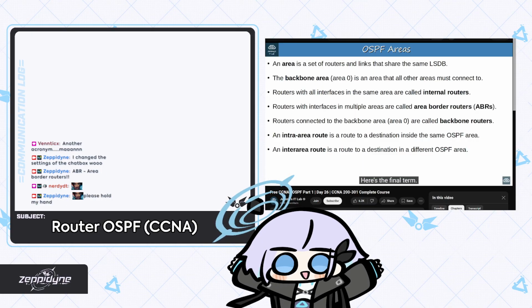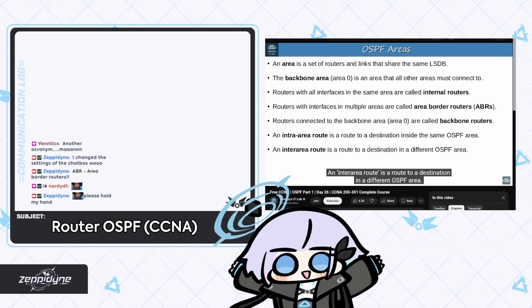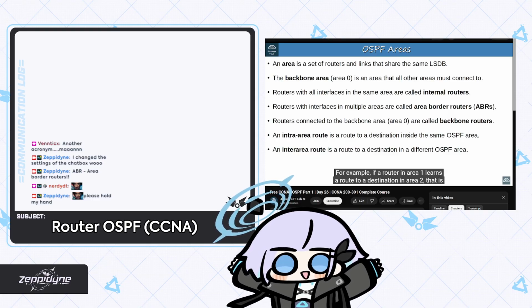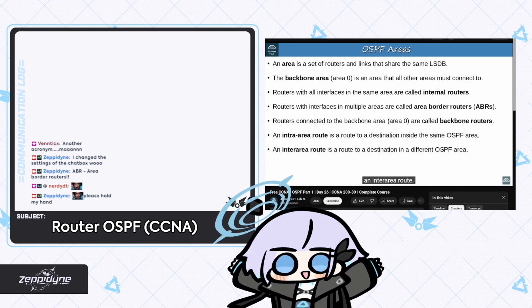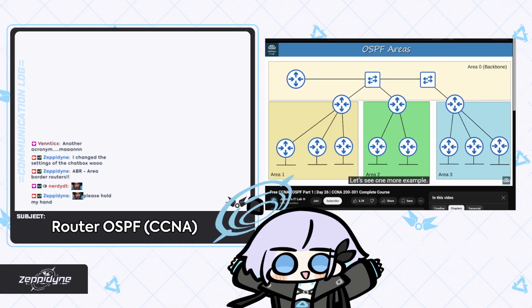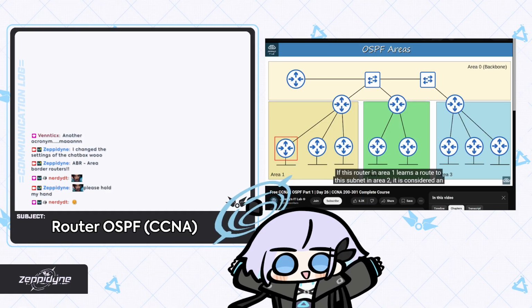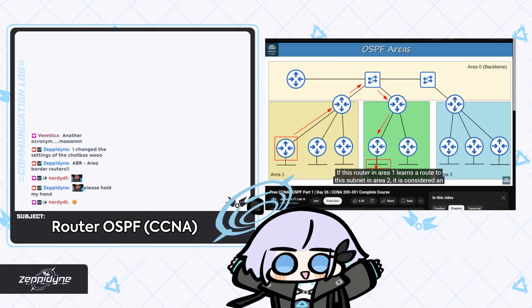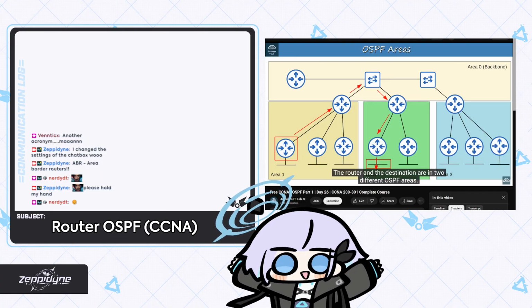Here's the final term. An inter-area route is a route to a destination in a different OSPF area. For example, if a router in Area 1 learns a route to a destination in Area 2, that is an inter-area route. Let's see one more example. If this router in Area 1 learns a route to this subnet in Area 2, it is considered an inter-area route. The router and the destination are in 2 different OSPF areas.